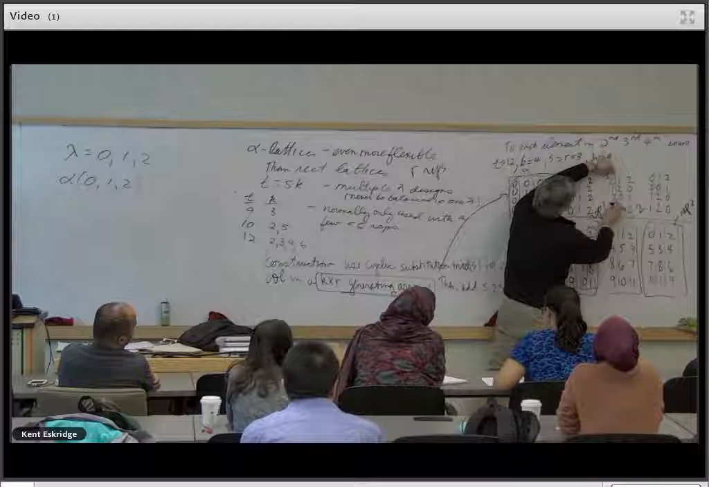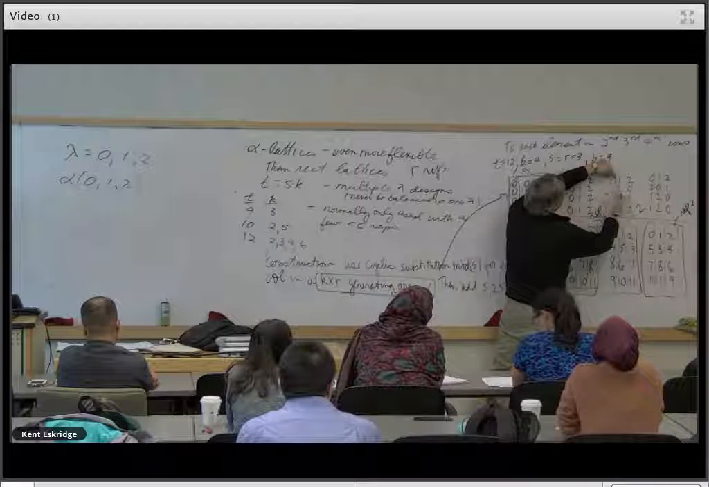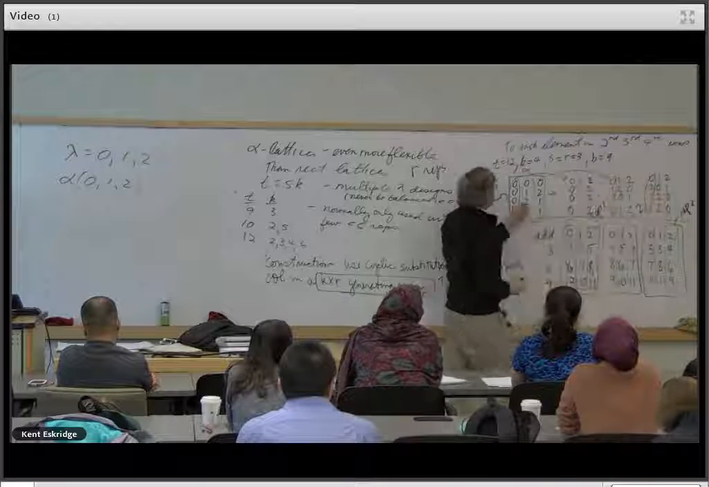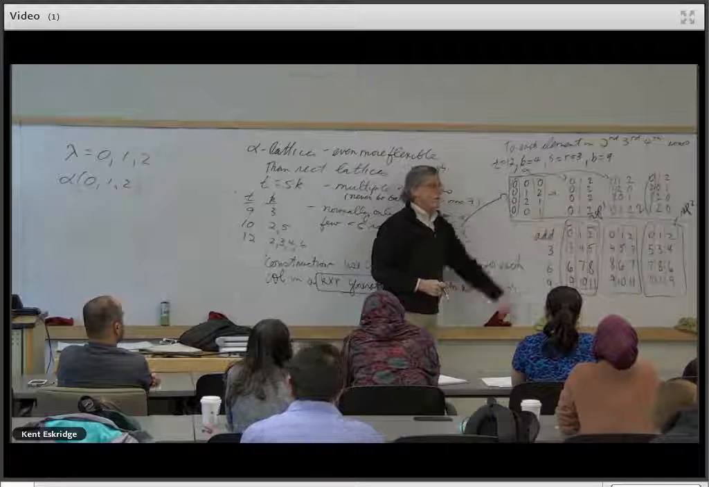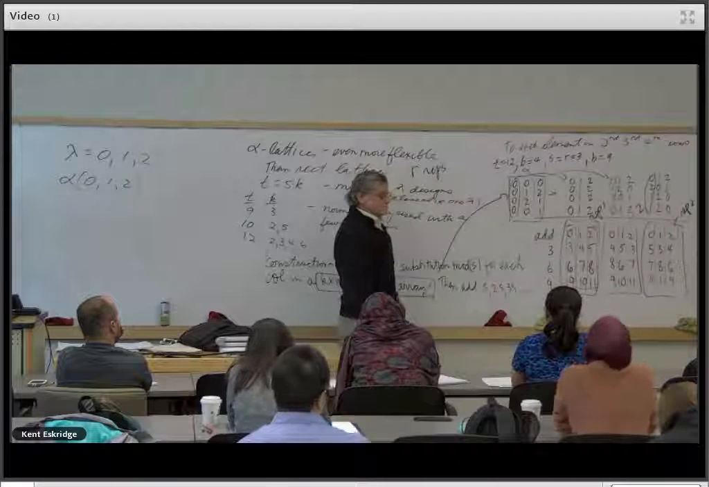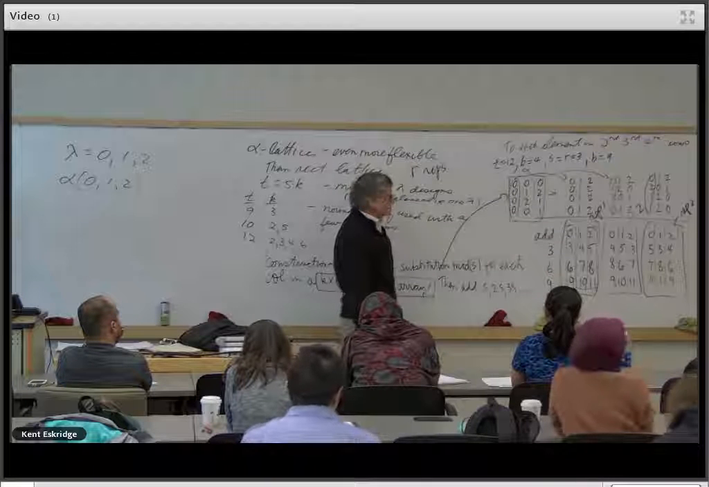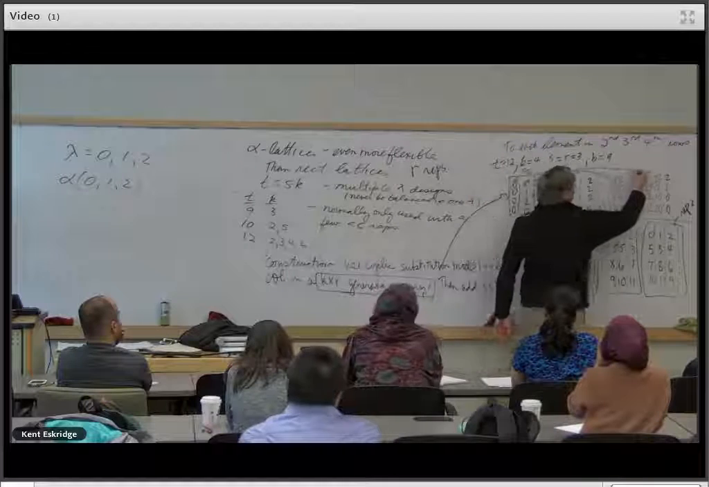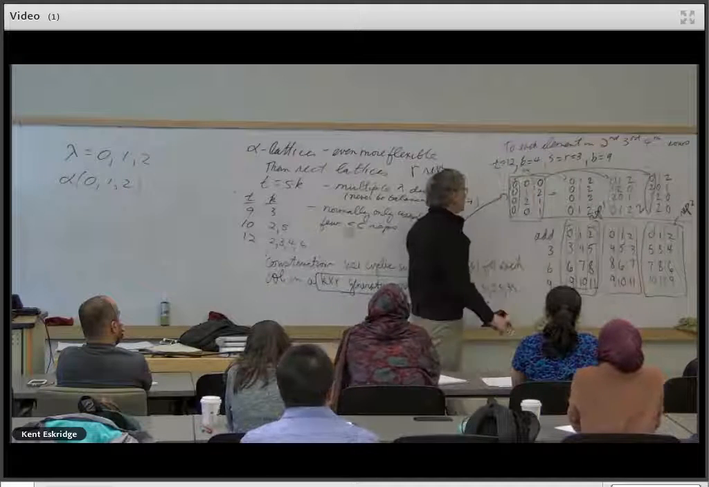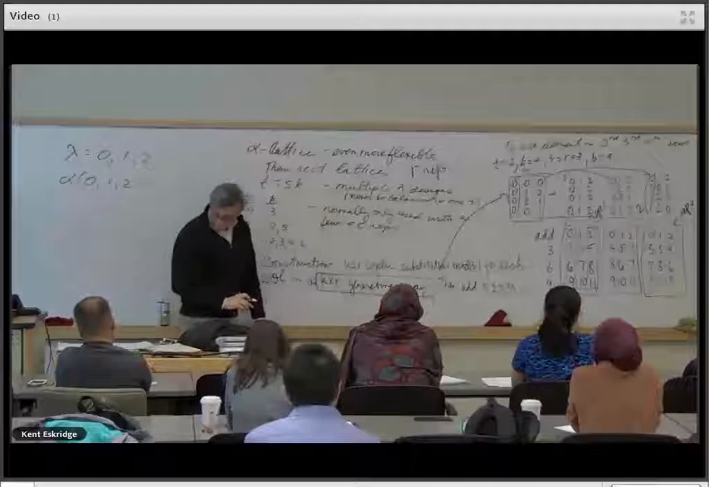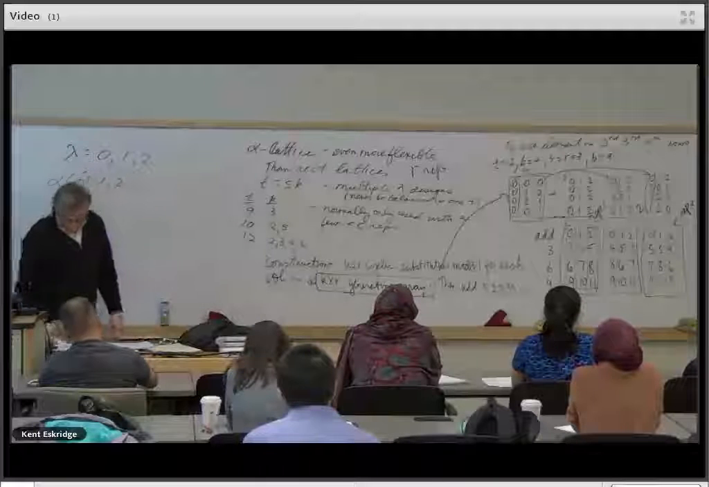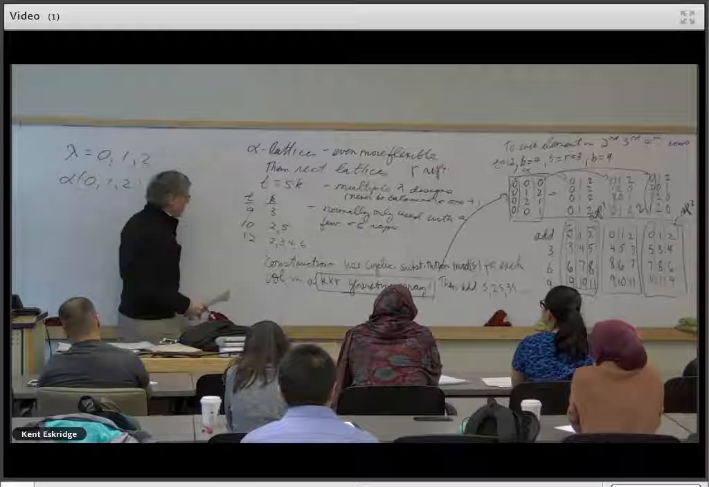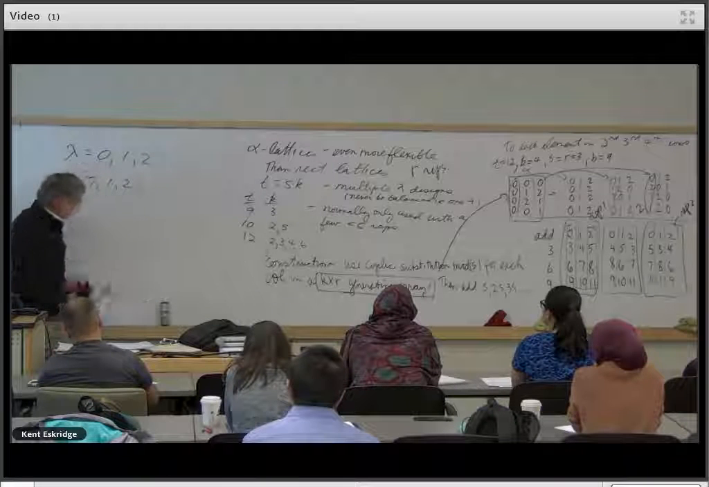Here's the other generator array. 0, 1, 2, 1, 2, 0, right? So these columns come from that generator. These are just the generators for those. Okay. So this one would be here. Okay, so questions on this?